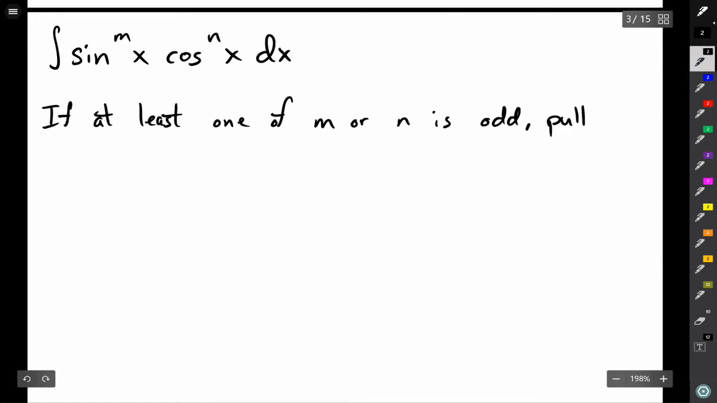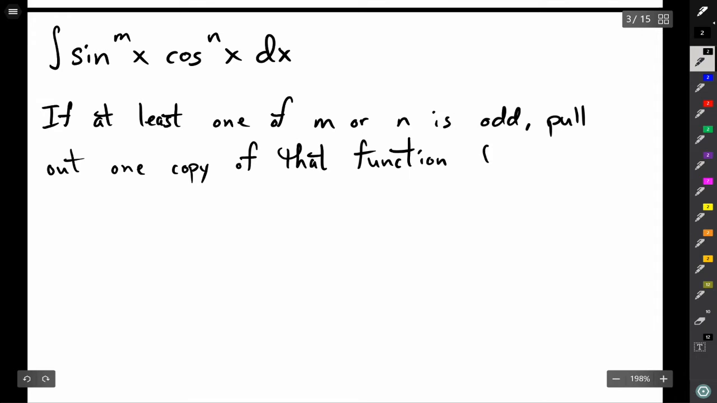So I'll say pull out one copy of that function, and do a u substitution.